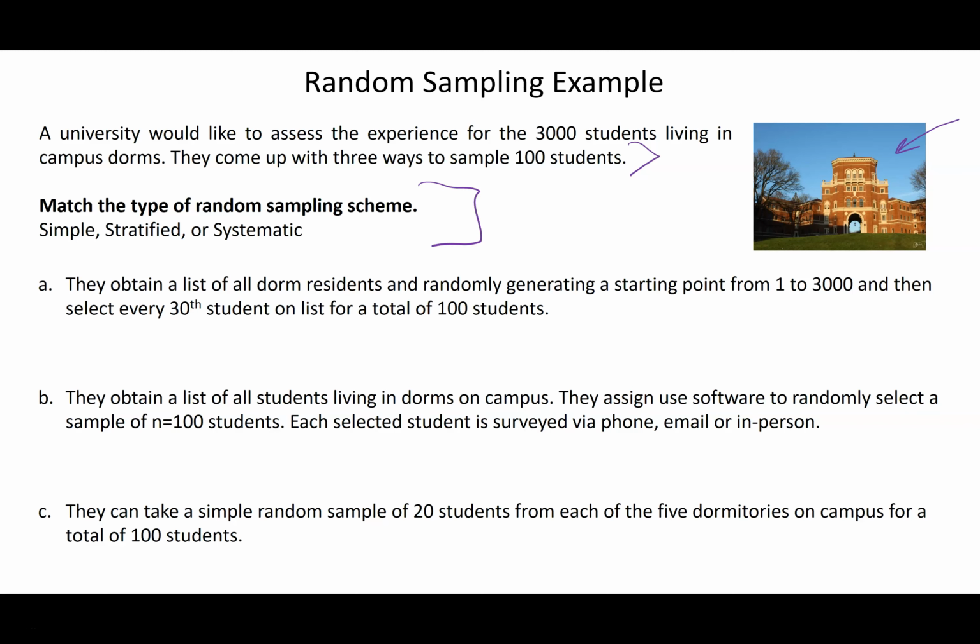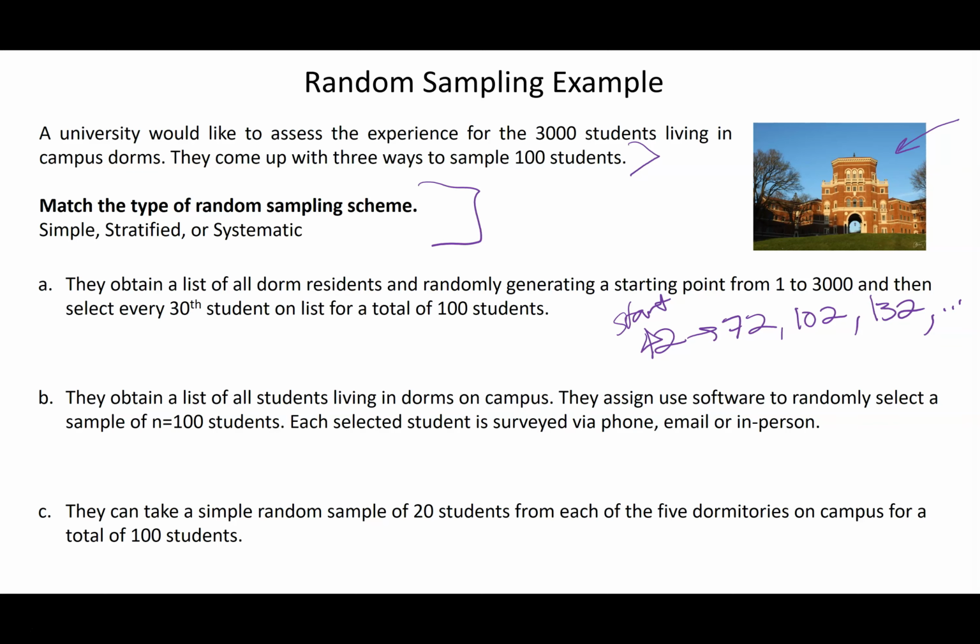So, A, they get a list of all dorm residents, and they randomly generate a starting point between 1 and 3,000, and then they select every 30th student on that list until they get 100 students. So, suppose they started at 42, then they're going to also take 72, and 102, and 132, and they're going to keep going until they have 100 of these students.